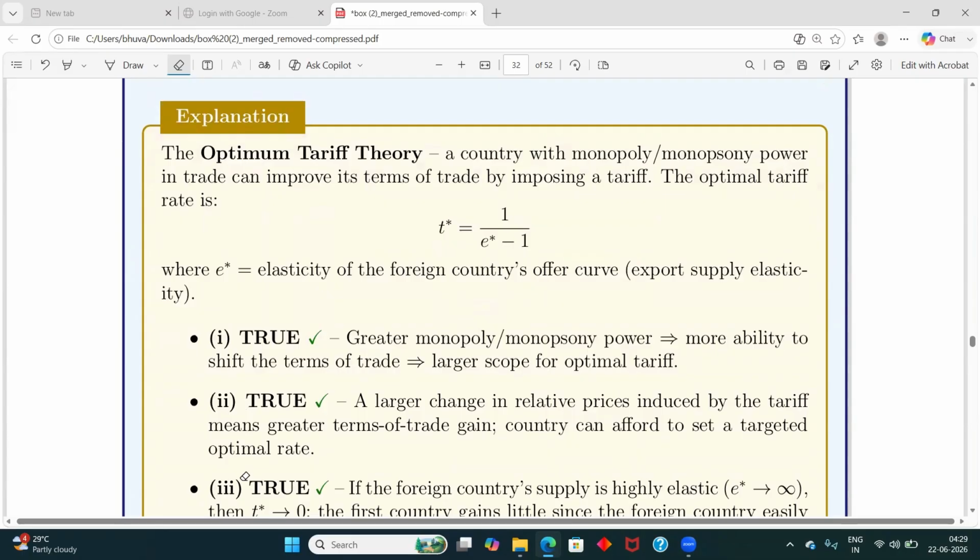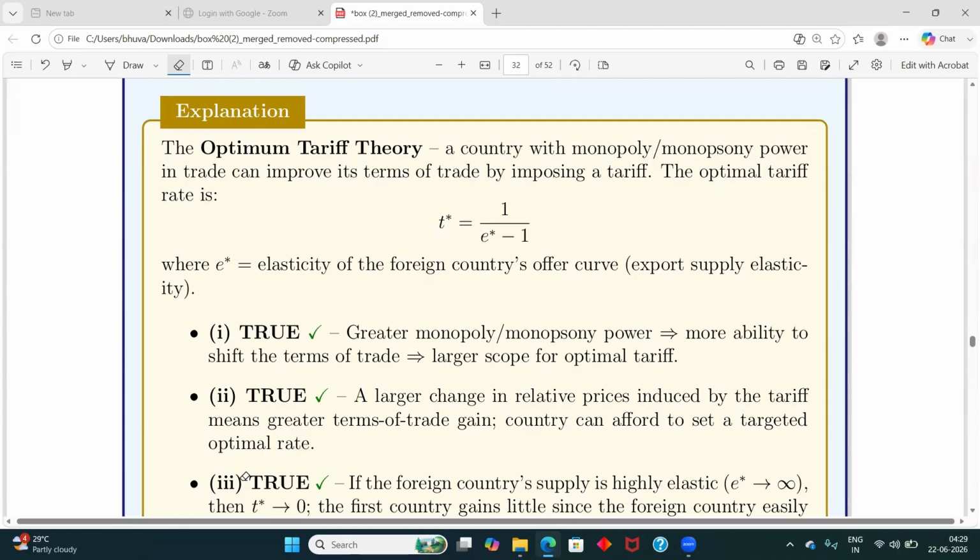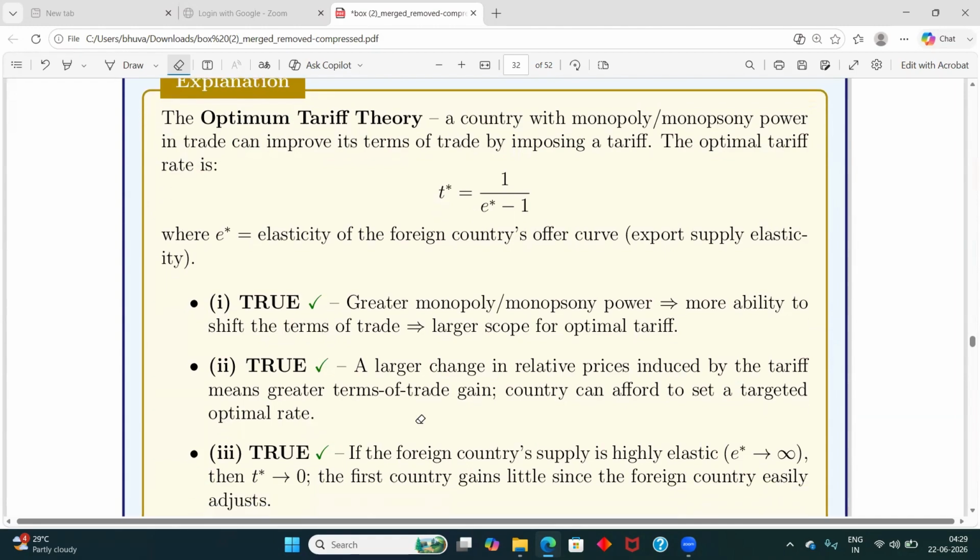The optimal tariff rate is T star equal to 1 divided by (E star minus 1), where E star is the elasticity of the foreign country's offer curve, that is, export supply elasticity. So let's see the first one. It's true: greater monopoly power means more ability to shift the terms of trade, and a larger scope for optimal tariff. The second is also true: a large change in relative price induced by the tariff means greater terms of trade gain, so the country can afford to set a targeted optimal rate.